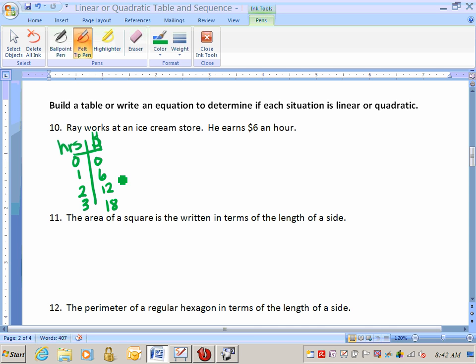Would this be linear or quadratic? Linear. Find that equation. All right, what is the equation? Y equals 6x. Very good.